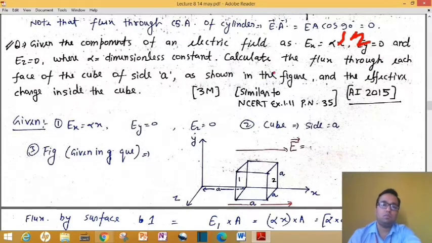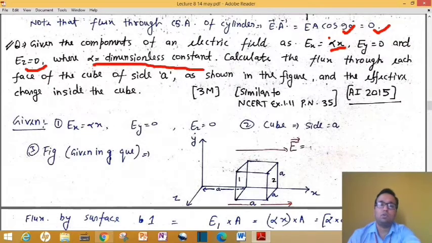They may change values, but the concept remains the same. Okay, so see here what is given in the problem. Given the component of electric field as Ex equal to alpha x, in the x direction the electric field is alpha x. Okay, means if you increase x, your electric field will increase, and alpha is a constant. Electric field in the y direction is 0, and electric field in the z direction is given as 0, where alpha is given as a dimensionless constant.